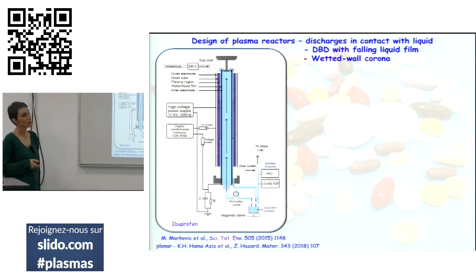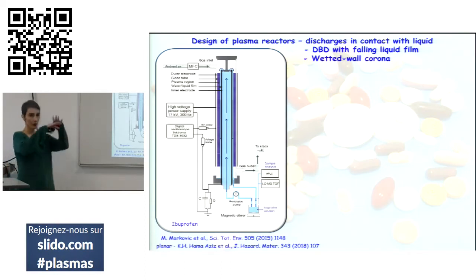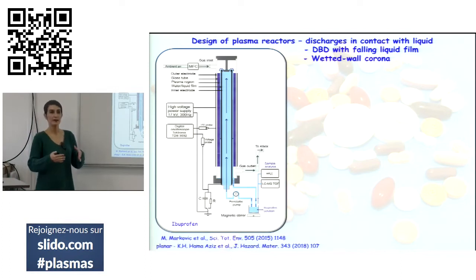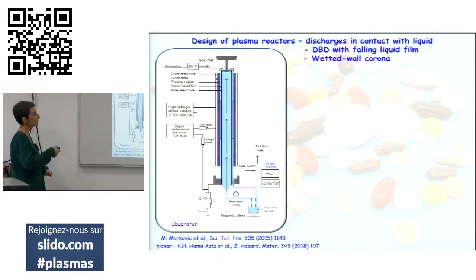This is a dielectric barrier discharge with liquid falling film. It is used by a research group in Belgrade. So as you see, it's a cylindrical DBD configuration. The liquid is pumped through the inner electrode and then falls as a thin film on the surface of the inner electrode. And the discharge is here, again, in the gas phase and in contact with the liquid.